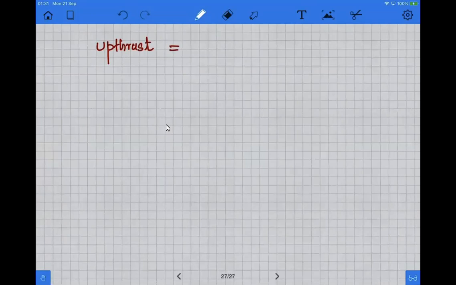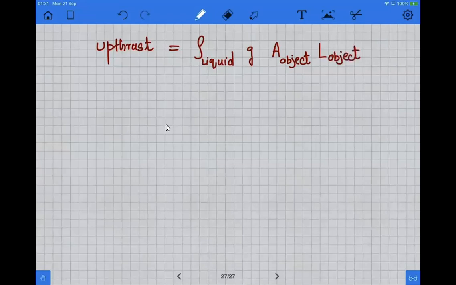it was density of the liquid into acceleration due to gravity into area of the object into length of the object that is immersed. So upthrust can also be written as the density of the liquid into acceleration due to gravity into volume of the object that is immersed. Here one thing is important.